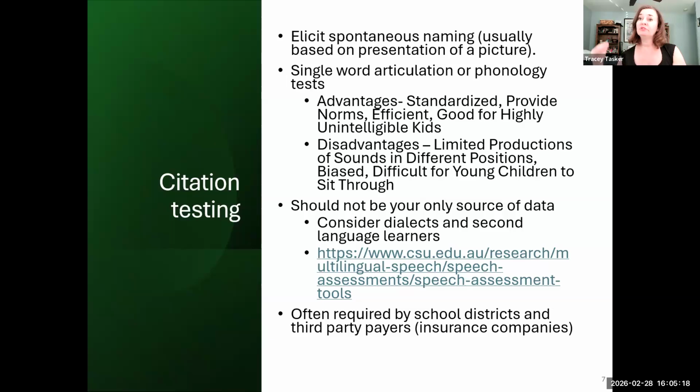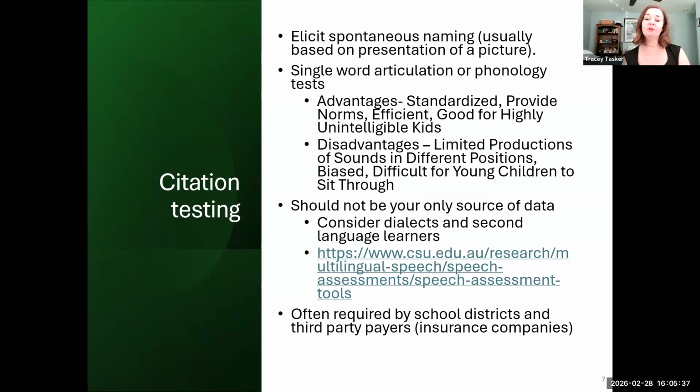The Goldman-Fristoe is a very long test, and it can be really hard to get through that whole test. These standardized tests should never be your only source of data, especially if you're working with children who speak different dialects or are English language learners.